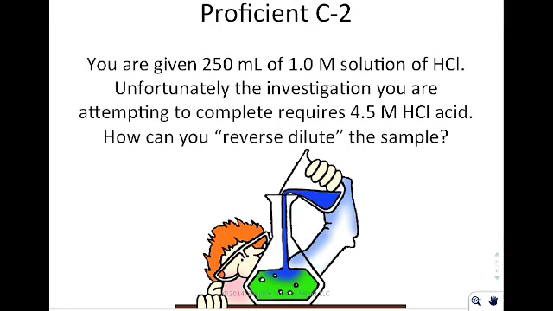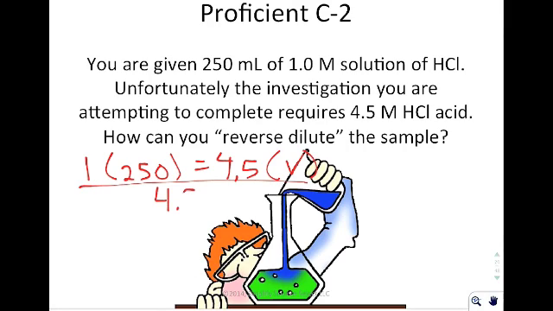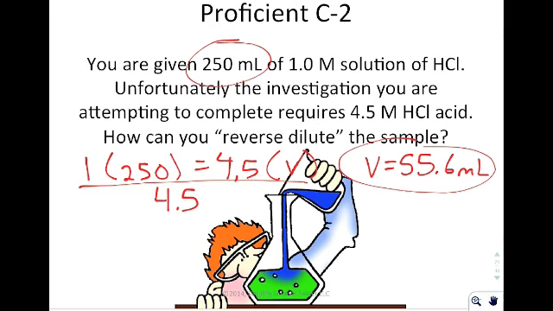If you were to look at it, I have a 1 molar solution, I have 250 mils of it, it equals 4.5, and then some sort of volume change right there. From a purely mathematical perspective, if I take this and divide it out, I end up getting a volume of about 55.6. So now the question arises, okay, it's at 250 mils, how can I get it to be 55.6?